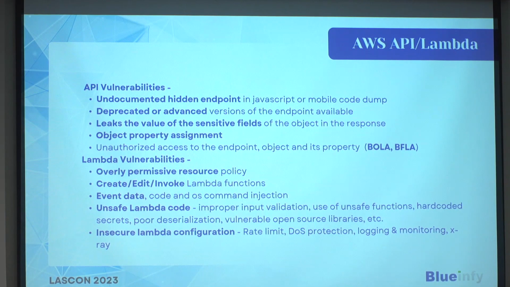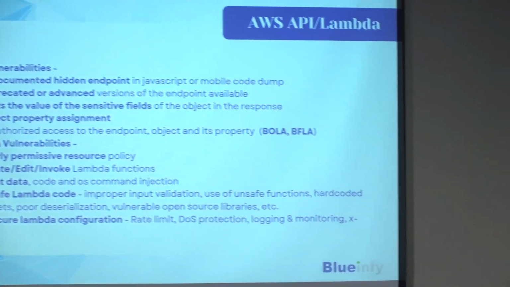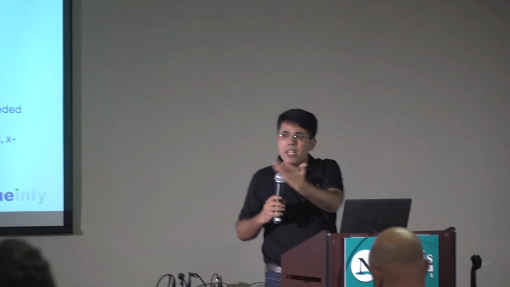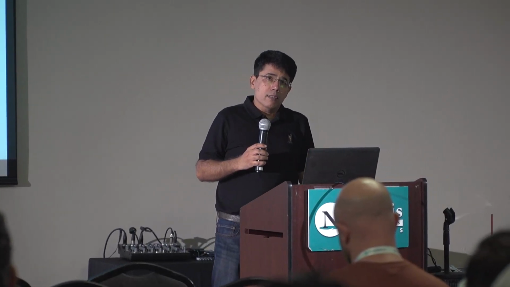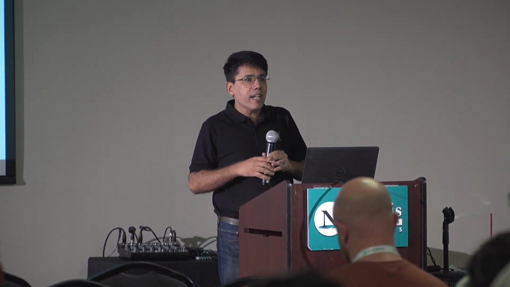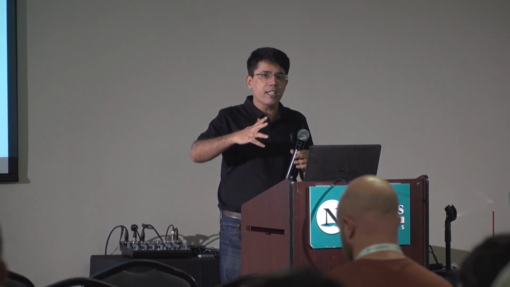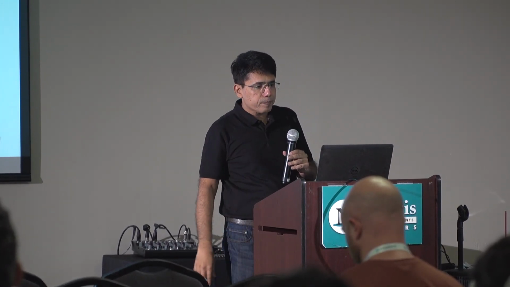And in terms of Lambda, you can say overly permissive resource policy. Many times Lambda function policies are such that anybody can create a new Lambda function, or that Lambda function can be invoked, with those permissions not being properly assigned. Second, if a create, edit or invoke permission is available, the attacker can create new Lambda functions, and in that Lambda function he can write that he has access to this resource, and he can do that.